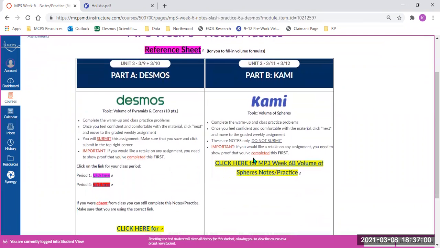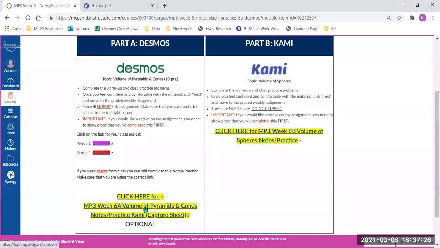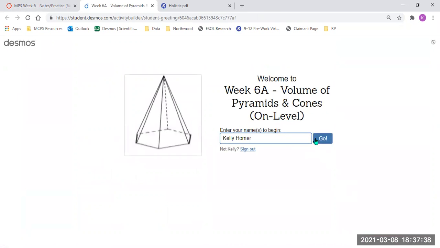All right. So you have a choice here, right? We have a Desmos activity because I know some of you like the Desmos activity. Some of you do not like the Desmos activity as much. So pick your favorite. Pick whichever period you're in. Anywhere you sign in, I will see your name, so no worries if it's the wrong one. But we have our Desmos activity here, which I'll show you in a second, as well as this Cami practice sheet, capture sheet for the formulas. When I click here, it will bring you to your Desmos activity on volumes of pyramids and cones here.